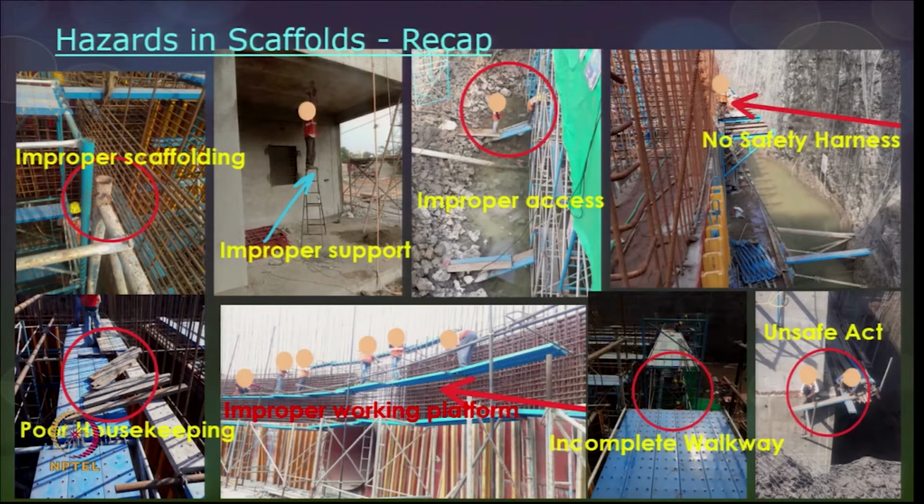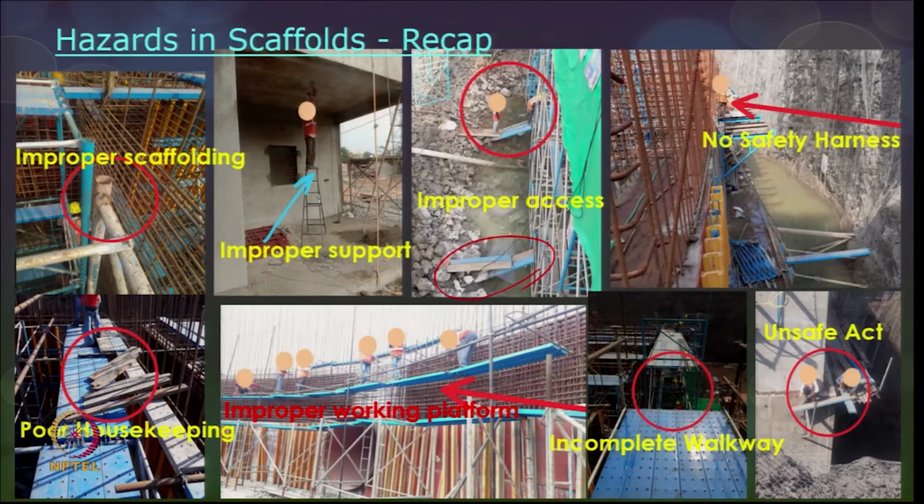Improper support: if you see here, the ladder itself is not in place, and the worker is trying to operate something with the roof. So, this is an improper support. Improper access: you should also have a proper means of access for accessing a scaffold, and this is not proper access. If you see here, these are improper ways to reach a scaffold.